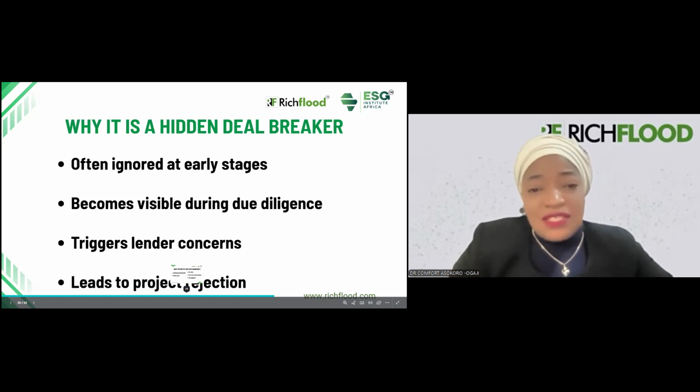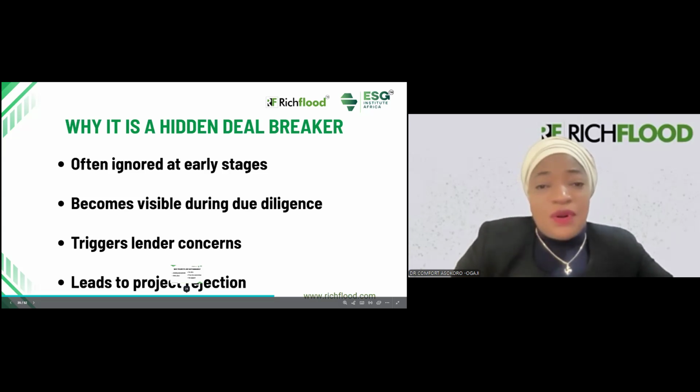The lenders immediately flag these risks because they can lead to delay for project implementation. They can lead to shutdown of the project, and most often they can lead to even losses. So this is why many deals fail quietly because of unmanaged environmental and social risk. And there are different types.